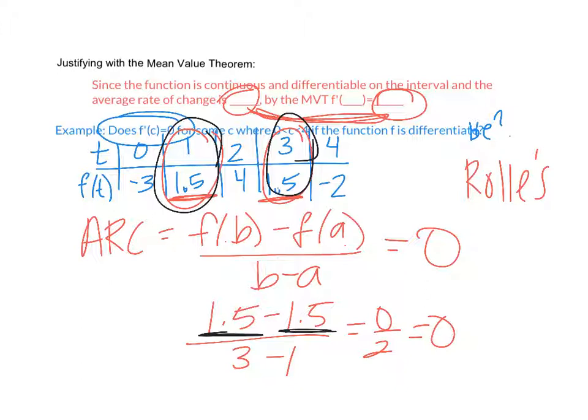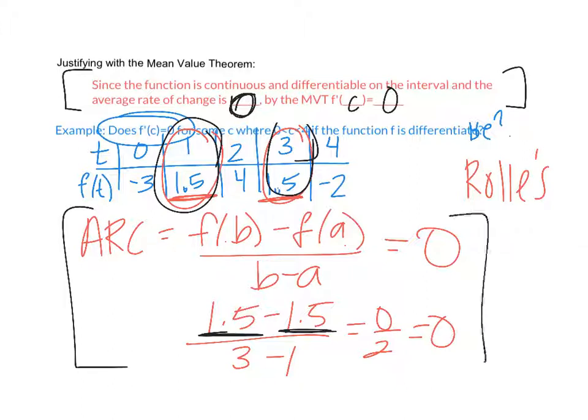So let's put this together into our justification. I'm going to put it right up here into these blanks. So I have, since the function is continuous and differentiable on the interval, and the average rate of change is 0, by the MVT, f prime of c is equal to 0. Okay, and the important thing is you're going to do this justification, but you're also going to make sure you show the work for the average rate of change, and you've got full credit. Okay, so justifying the mean value theorem, keep that in mind.